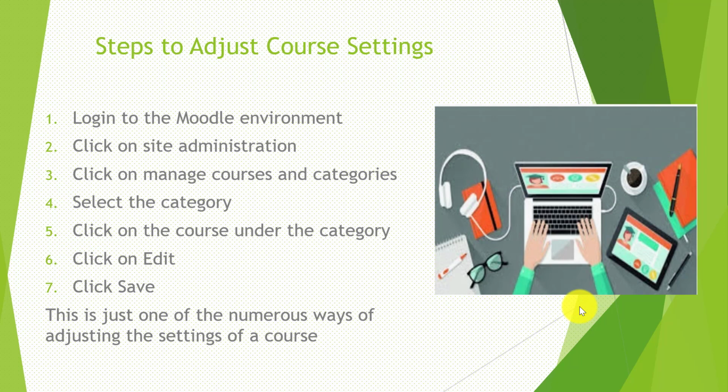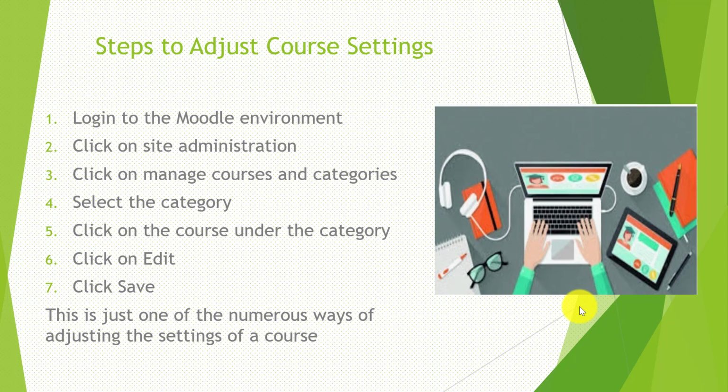Normally, you must have logged in to the Moodle environment. You click on Site Administration. From the Site Administration, you locate Courses, and under the Courses, you click on Manage Courses and Categories. You select the category from the list of categories displayed. You must have the one in mind. You must know under which category the particular course falls into. Then you select the course under the category.